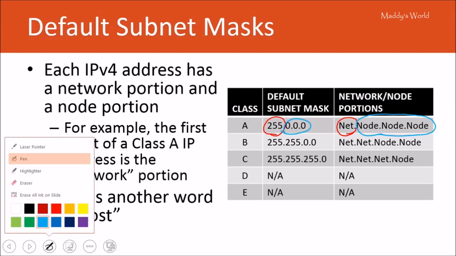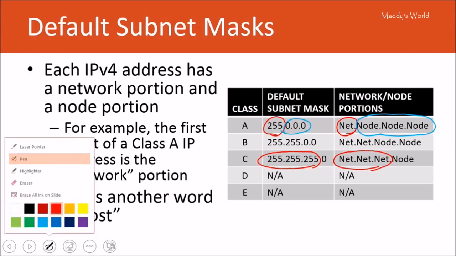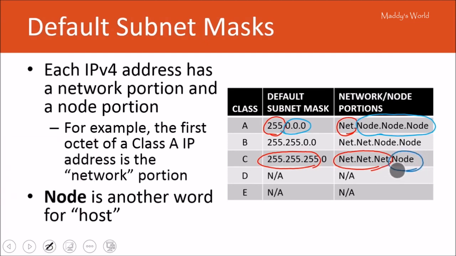Similarly, if we take a look over here at our subnet masks for Class C addresses, the first 3 portions are dedicated to the network. So that information in an IPv4 address is used to identify which network a host or a node belongs to. And then that last portion is to specifically identify that unique device.